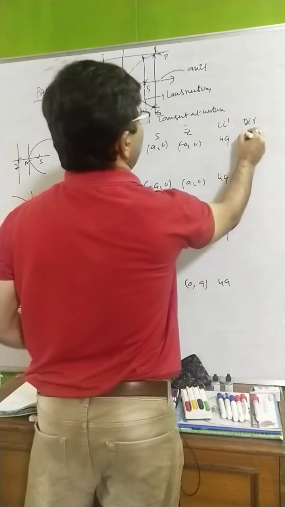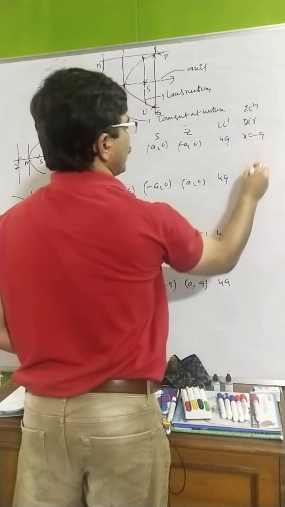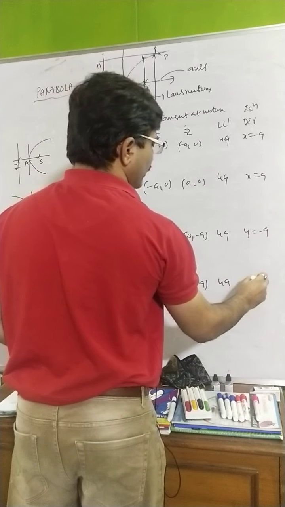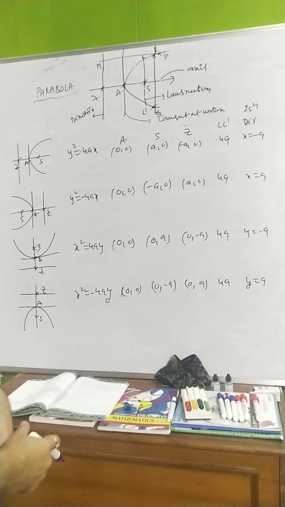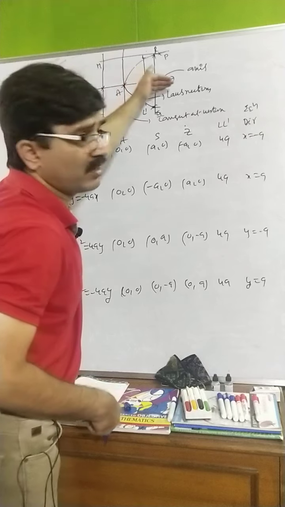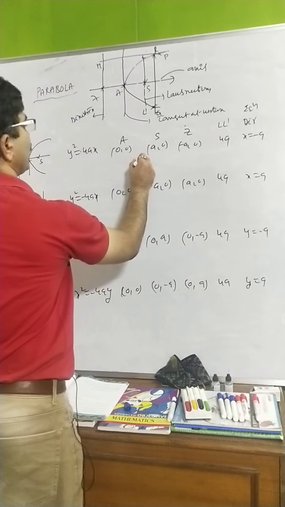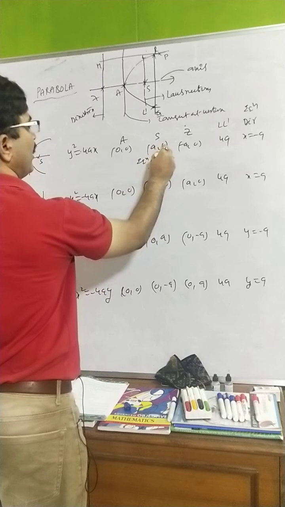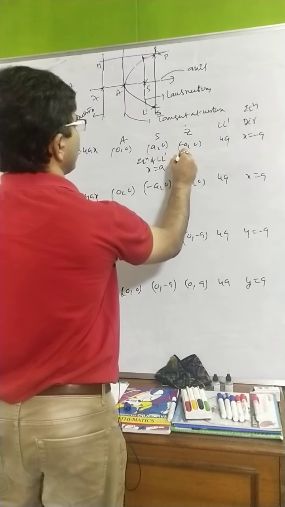What is the equation of directrix? Here the equation of directrix: x is equal to minus A, here x is equal to A, y is equal to minus A, y is equal to A. Another point we have learned: this tangent is also there as well as latus rectum, equation of latus rectum. What is LL dash? x is equal to A. Another one is the equation of axis.